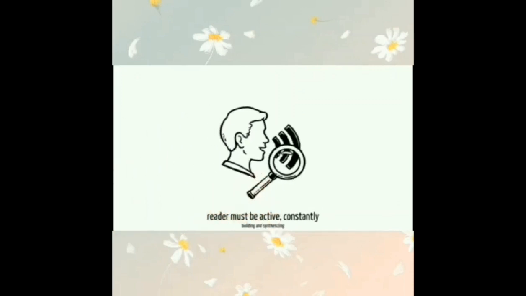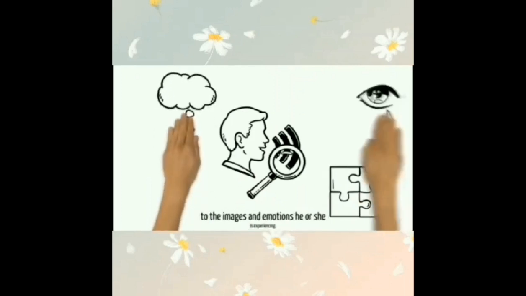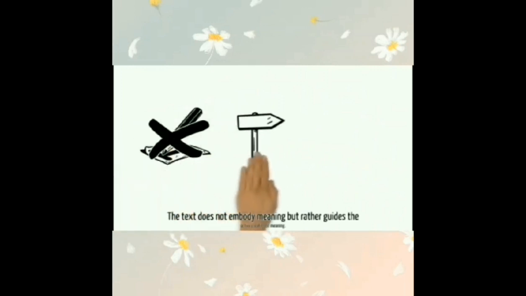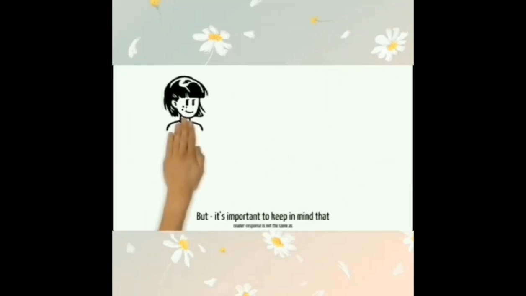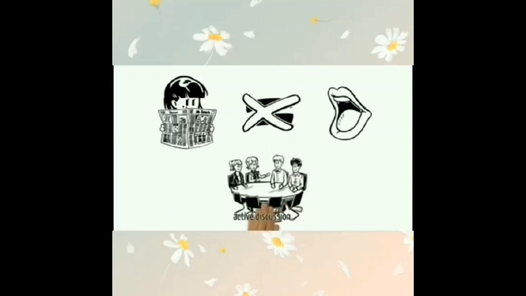To create meaning in this framework, a reader must be active, constantly building and synthesizing meaning, paying attention not only to words on the page, but also to the images and emotions he or she is experiencing. The text does not embody meaning, but rather guides the active creation of meaning. But it's important to keep in mind that reader response is not the same as personal response. Rather, the individual responses are situated in a larger community of readers through active discussion.